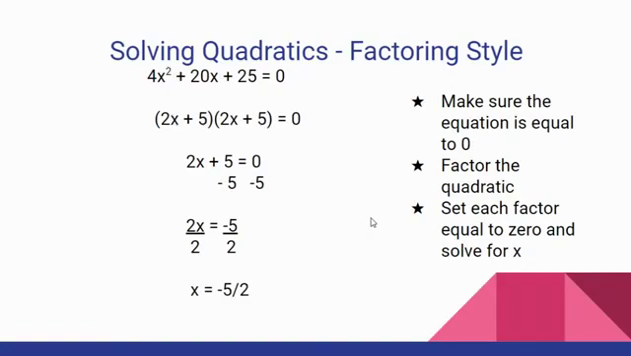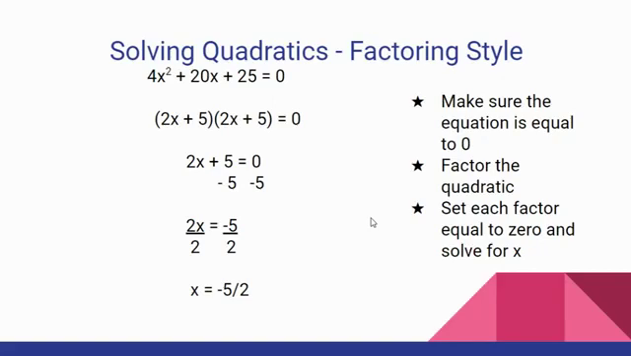Here's our last example for the day. First, make sure that the equation is equal to 0. This one is, so we can factor. This quadratic is a perfect square trinomial, so it factors to 2x plus 5, 2x plus 5. Since those factors are exactly the same, I only really need to solve one. 2x plus 5 equals 0. Subtract the 5 from both sides, then divide by 2, and I get x equals negative 5 over 2.